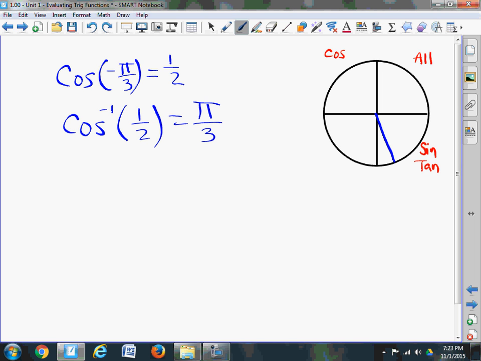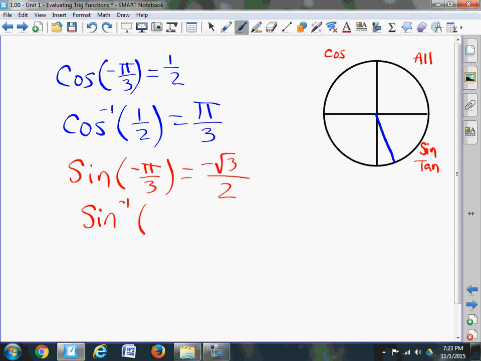All right, let's look at it for sine and tangent. The sine of negative pi over 3 is equal to negative root 3 over 2, right? It's negative down there. And if I do the inverse sine of negative root 3 over 2, I will get an output of negative pi over 3. And they want a continuous range.